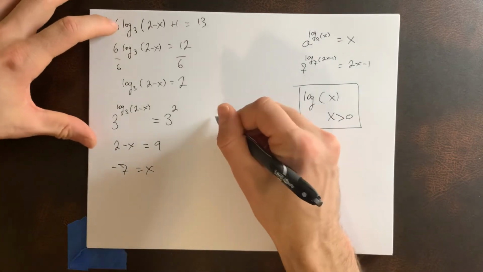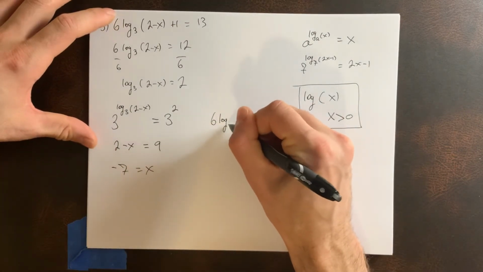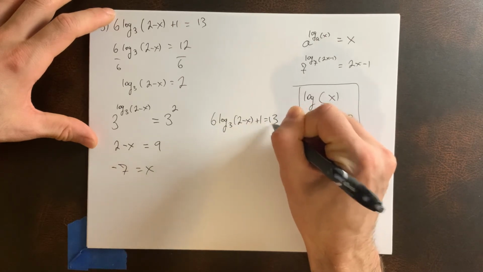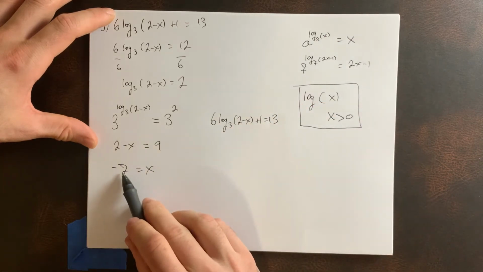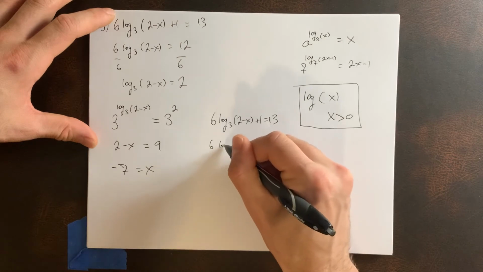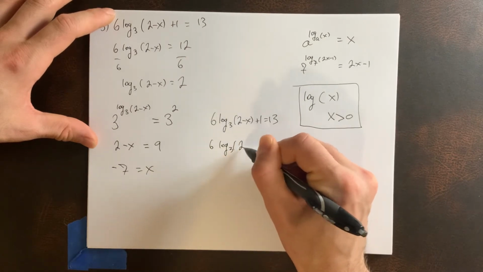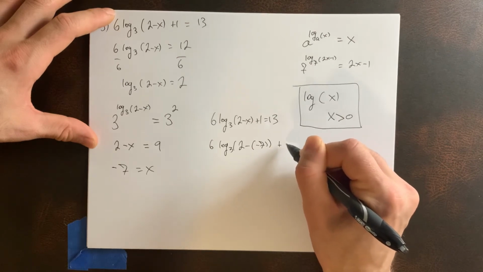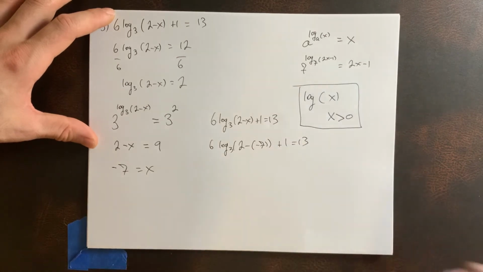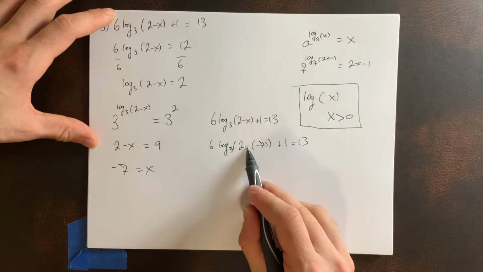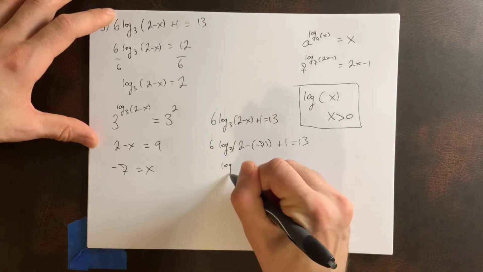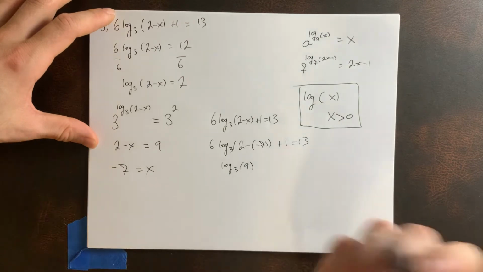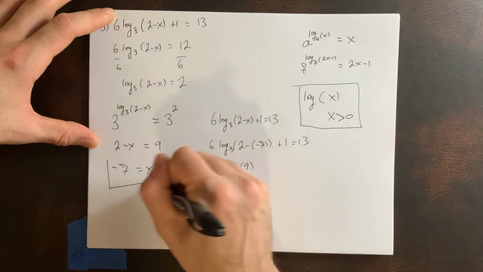So here's the problem. Let's just rewrite it again. 6 log base 3 of 2 minus x, plus 1, is equal to 13. If we were to plug x equals minus 7 in here, we're going to get 6 log base 3 of 2 minus minus 7, plus 1, is equal to 13. But what's important here is that this inside piece, 2 minus minus 7, that's just log base 3 of positive 9. This 9 is bigger than 0, so that's okay.